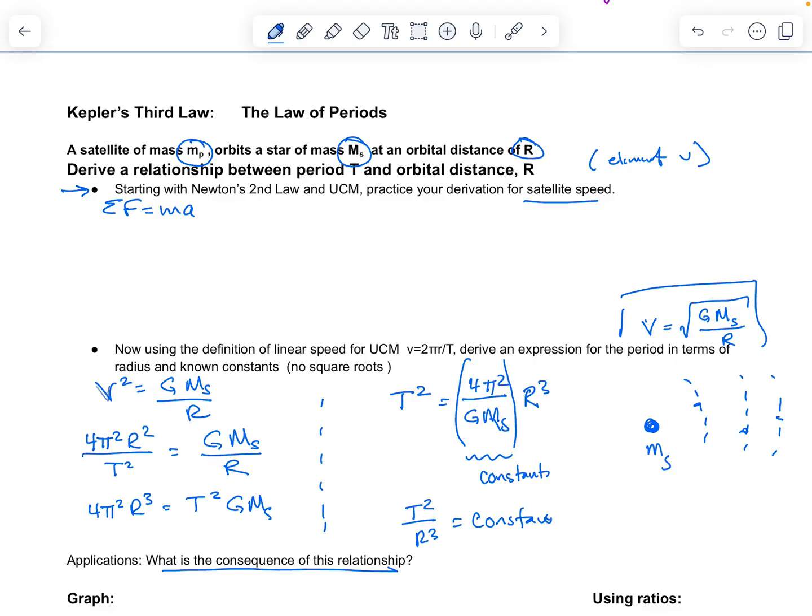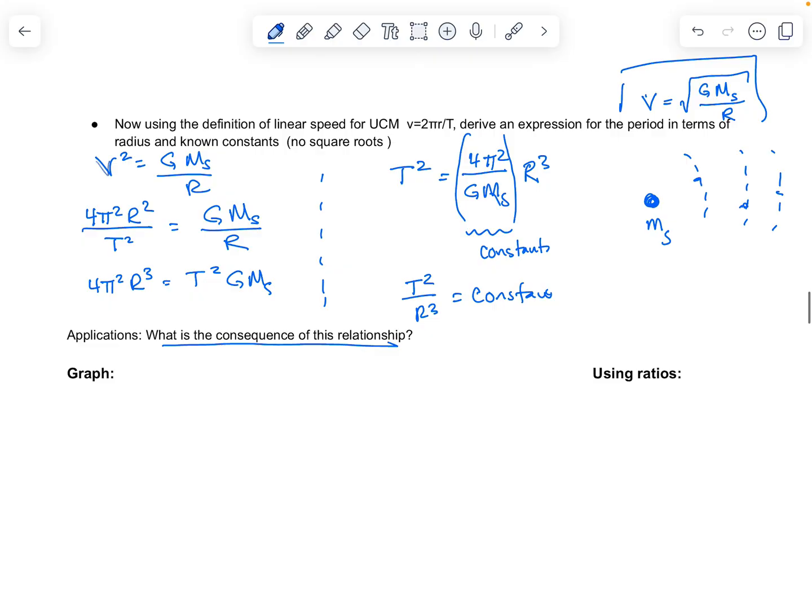So what does that mean for us? It means, well, if I graphed T squared versus r cubed, I'm going to get a linear relationship where the slope of that line, you guessed it, is equal to 4 pi squared over G mass of the sun. And again, this m sub s is the central object.